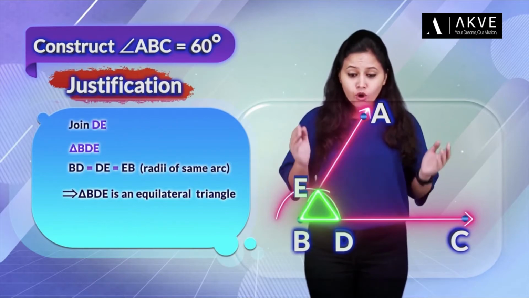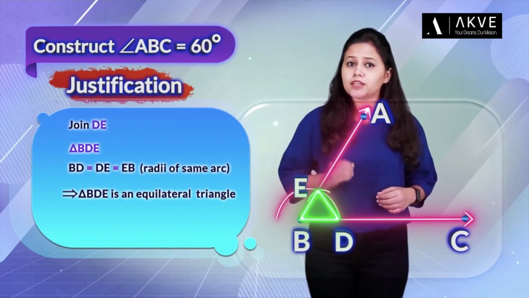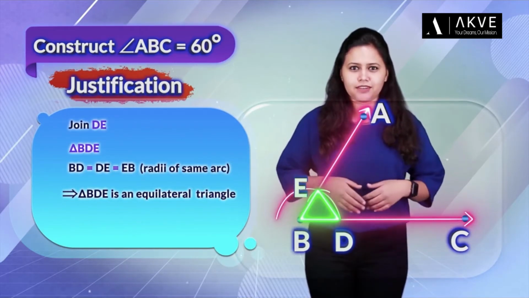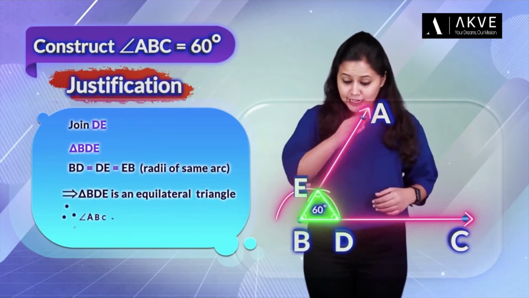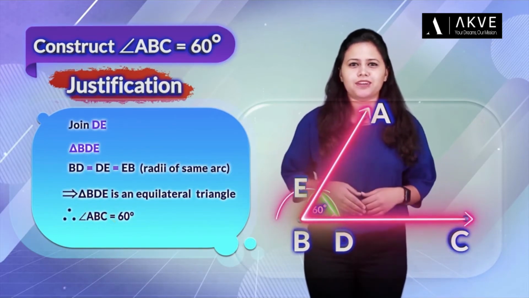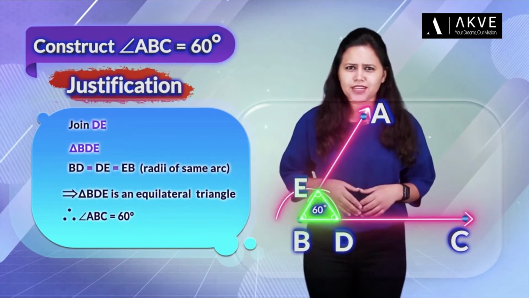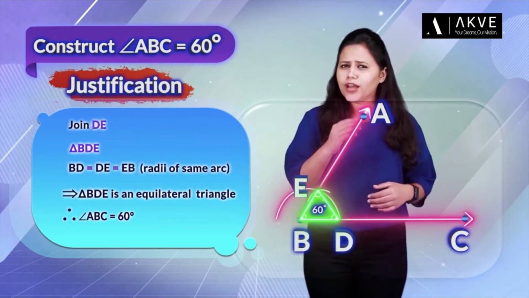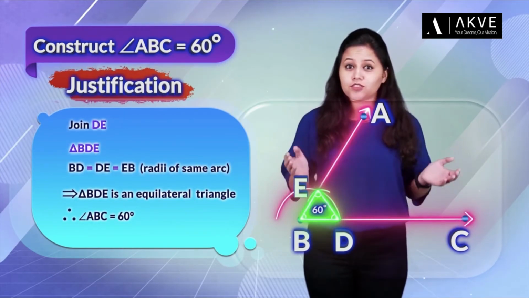And we know that all three angles in an equilateral triangle measure 60 degrees. Thus, angle ABC is 60 degrees. Interesting. So now you know why you were constructing an angle of 60 degrees like this. Hey, do you remember how to construct an angle of 90 degrees? Not really? Let's quickly revise.